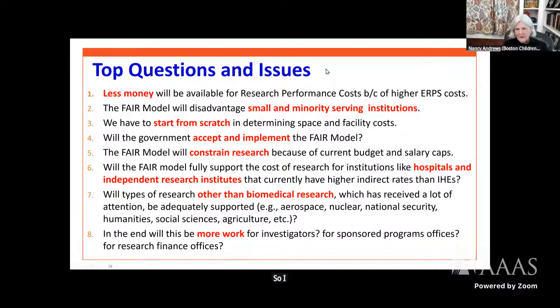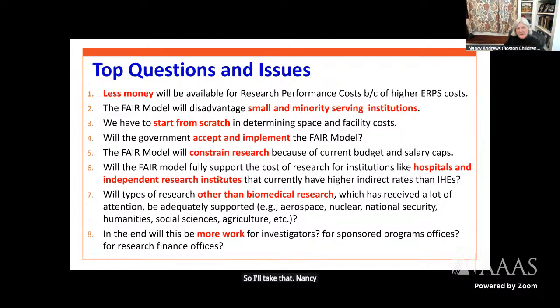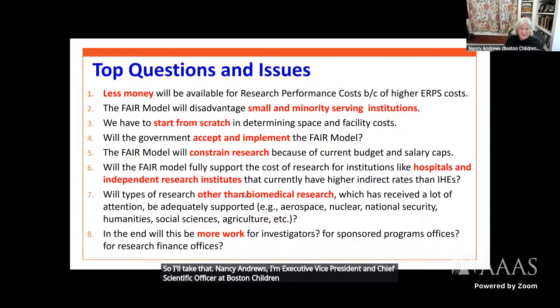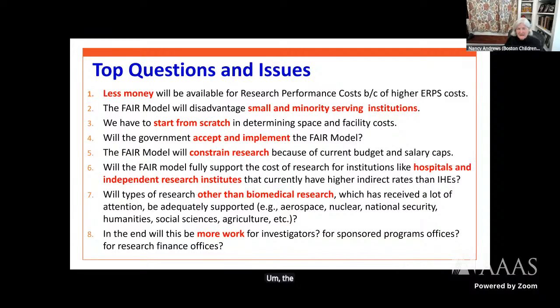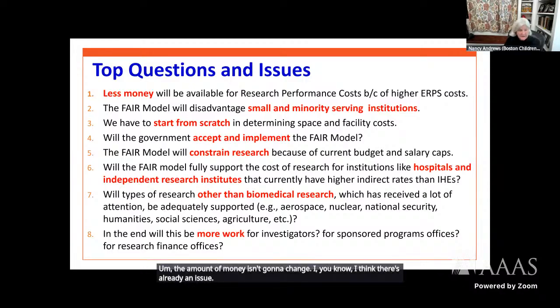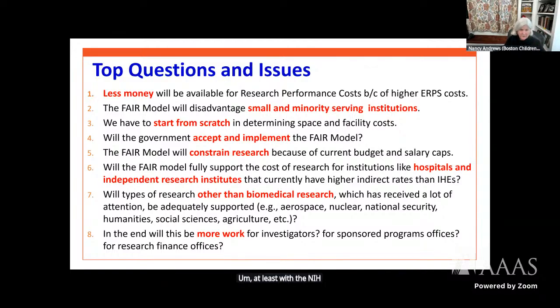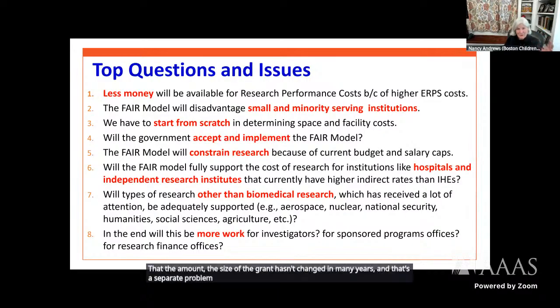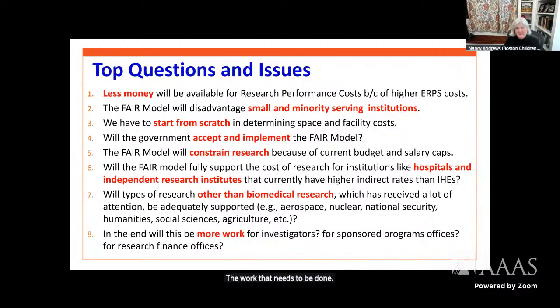So I'll take that. Nancy Andrews, I'm Executive Vice President and Chief Scientific Officer at Boston Children's Hospital. The amount of money isn't going to change. I think there's already an issue, at least with the NIH grants, which are what I know the best, that the size of a grant hasn't changed in many years. And that's a separate problem. It no longer fully pays for the work that needs to be done. But this model isn't going to change that.